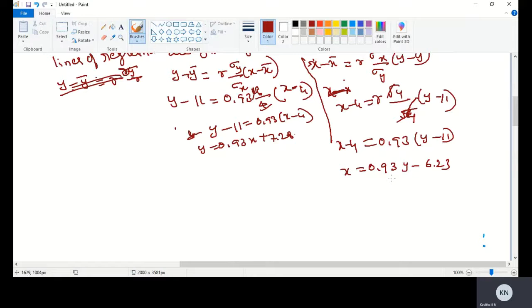Okay, this is the lines of regression. These two are y is equal to, then x is equal to. This is the required answer.